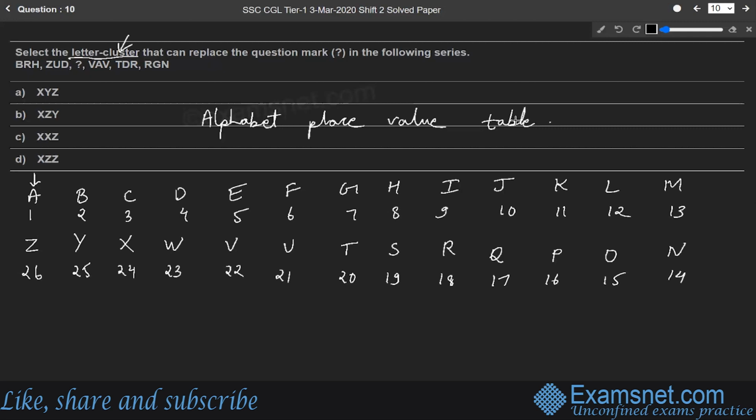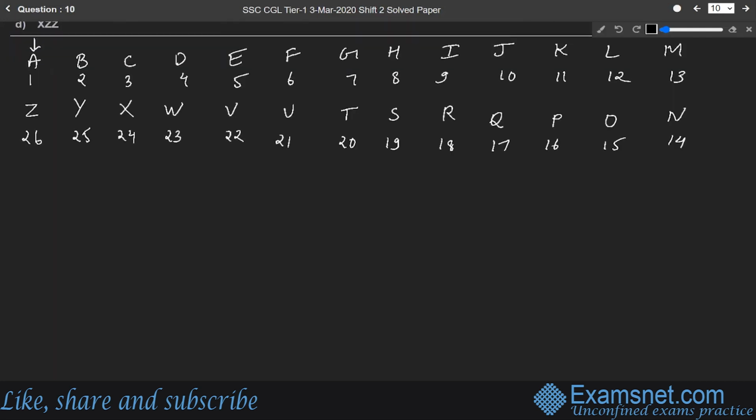Now we have to use this table and we have to identify the pattern of the series. So first let us write the first two elements, which is the first two letter clusters. So the first letter cluster is BRH.